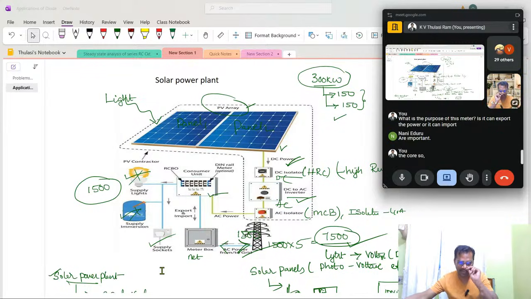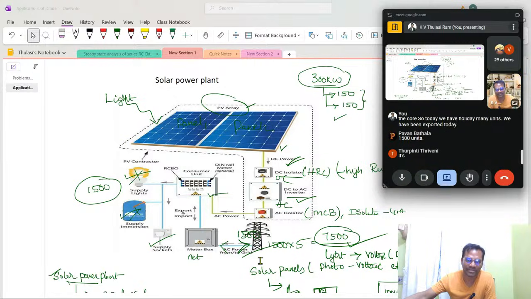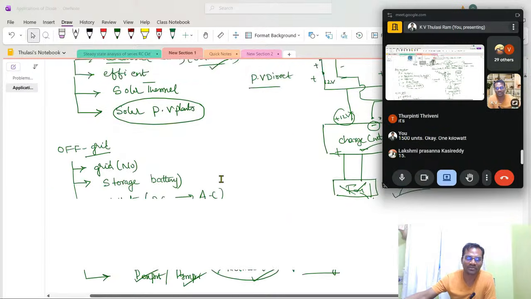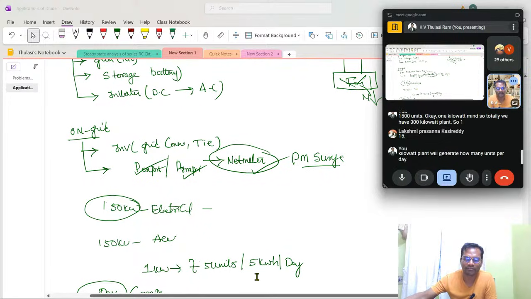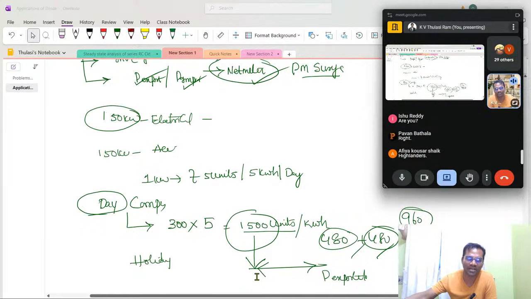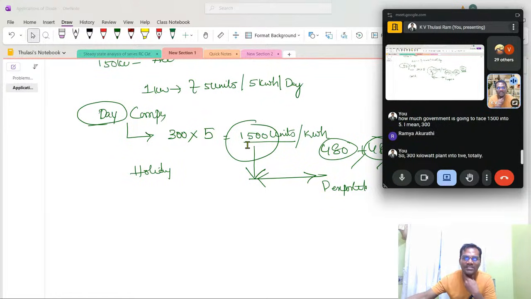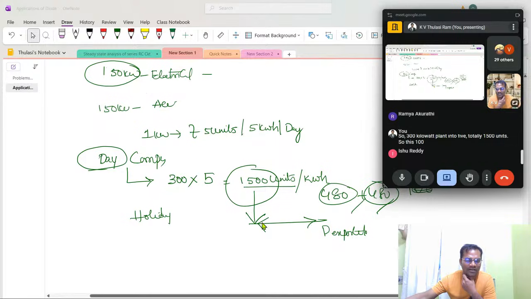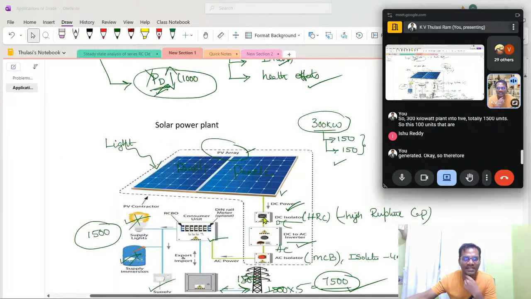Today we have a holiday. How many units have been exported today? 1500 units. We have a 300 kilowatt plant in total. How many units will a 1 kilowatt plant generate per day? 5 units per day. So 5 into 300 is how much? 1500 units have been generated. So on average, we have generated 1500 units.